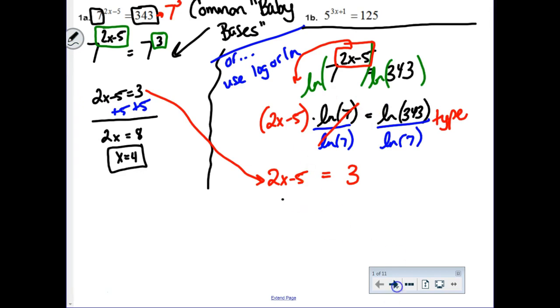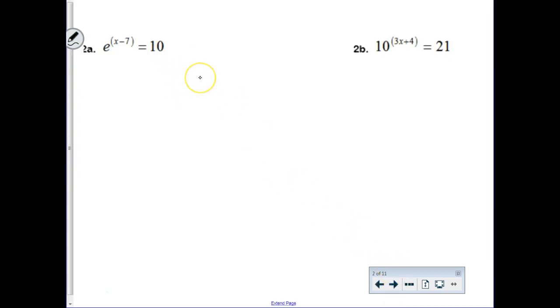Because when we look at number 2A, this one you have to use the logarithm method. So there's no common base between an e and a 10 or a 10 and a 21. So on both of these questions, you're going to need to apply either a natural log or a common log. Now on both of these questions, I'm not going to do 2B for you, but like 2A here, because we have a base e, that means you're going to be wanting to use a natural logarithm probably on this question.